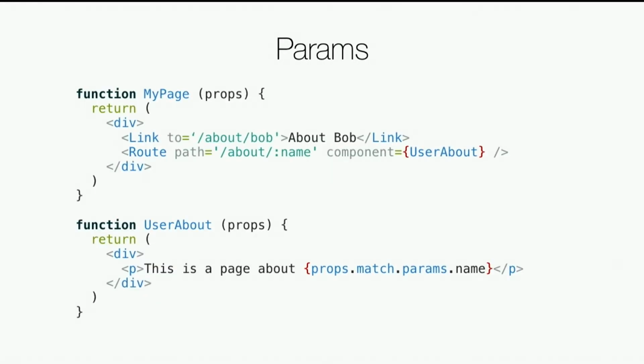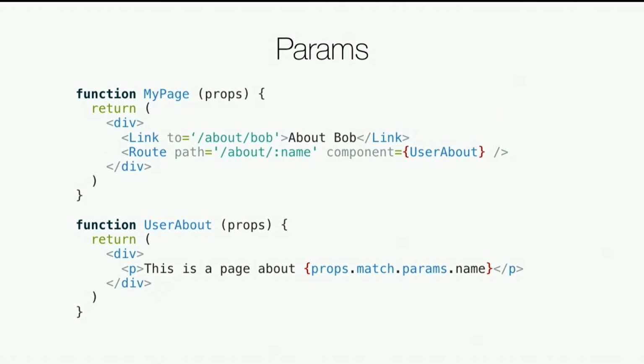Other things you can do, you can use params. So what are params? They are part of the URL, they are part of the path, but they're basically like variables that you can put into the URL. So you can basically pass information along through the URL that you can use in your program.